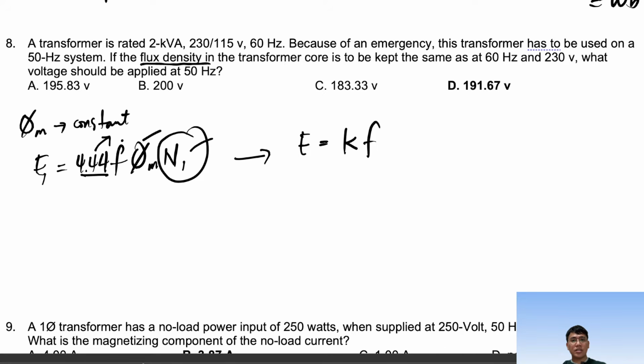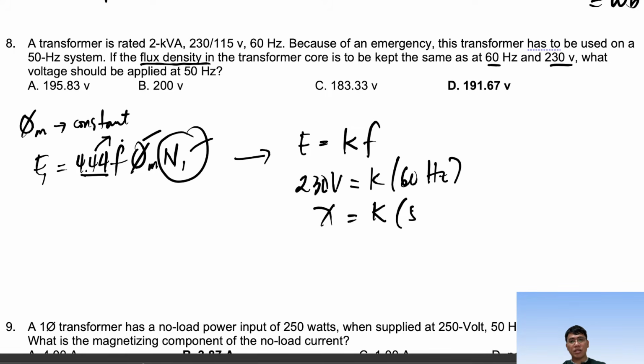So since 230 and 60 hertz are directly proportional with one another, we may say 230 volts equals K times 60 hertz. That goes the same with the applied voltage we would like to solve. Let X be the applied voltage. So this would be done in 50 hertz.